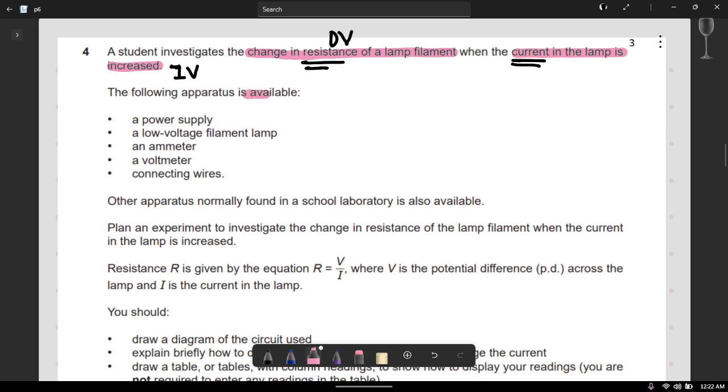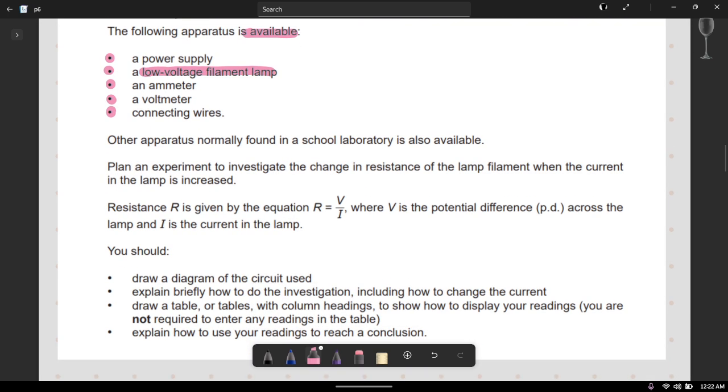Then the following apparatus are available. I have a power supply, a low voltage filament lamp. The low voltage doesn't really make a difference. I have an ammeter, a voltmeter, and I have connecting wires. Other apparatus normally found in a school laboratory are also available. Now plan an experiment to investigate the change. Okay, so it's given here again. Change in resistance of the lamp filament when the current is increased.